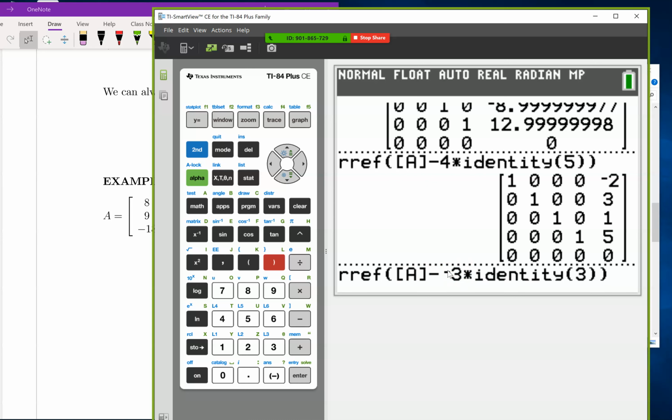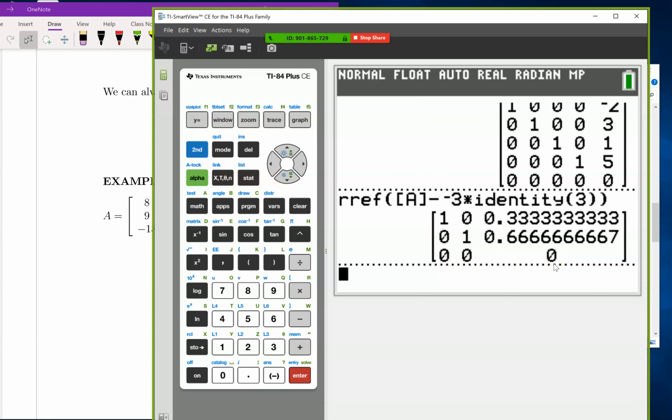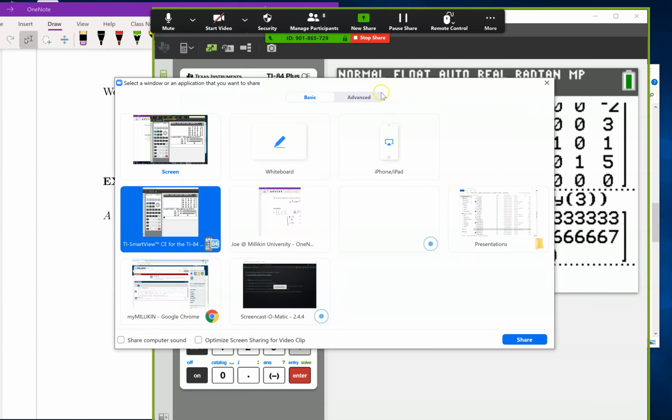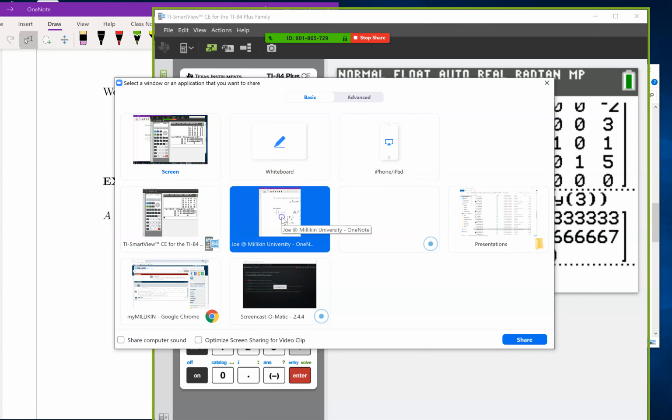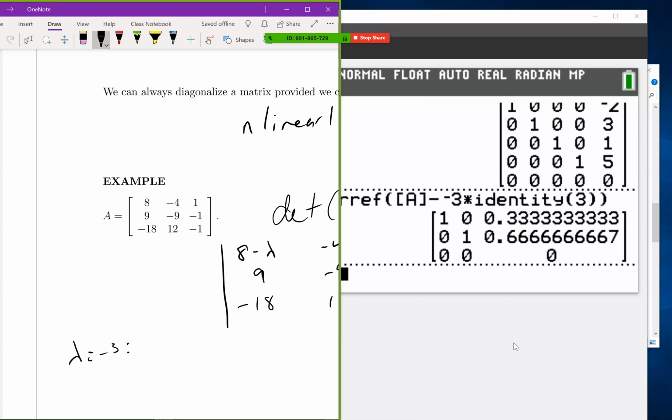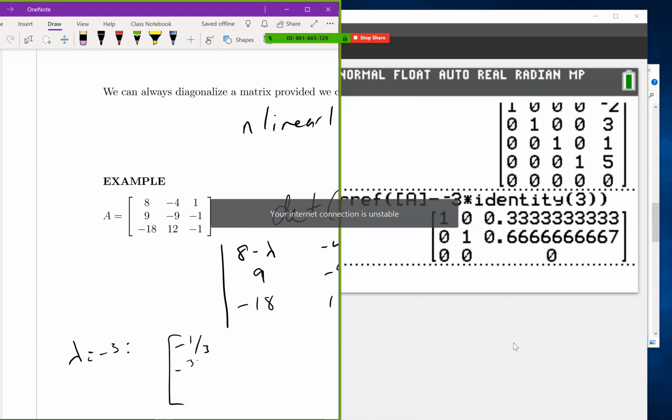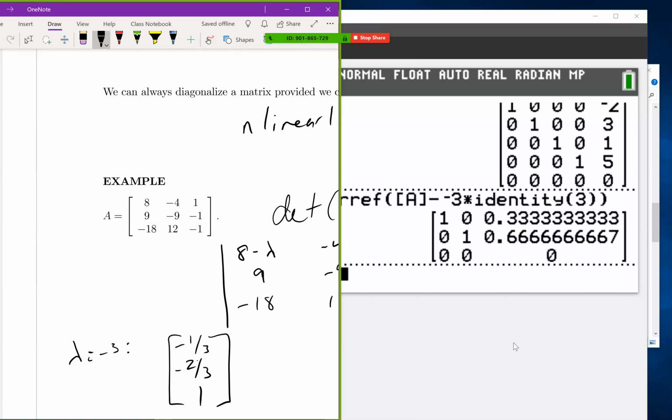As I mentioned before, always need to see a row of zeros. Okay, so if I go back now to where we were writing things down, for our lambda equal to -3, we have what for our eigenvector? Well, we have a -1/3 in the first component, -2/3 in the second component, and a 1 in the third component.